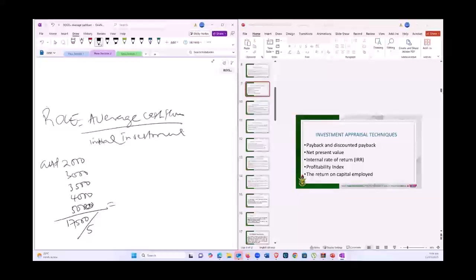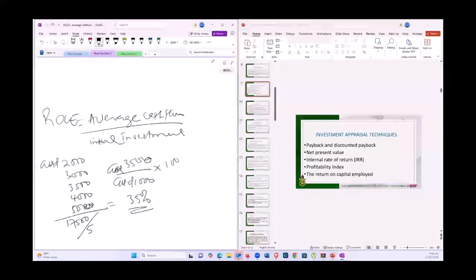That gives us what? 3,500. So 3,500 divided by 10,000 times 100. Well, you are doing 35% times 100, and that gives us what? 35%. Okay. So our return on capital employed is 35%.